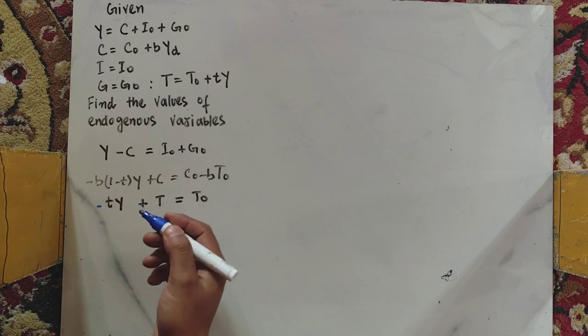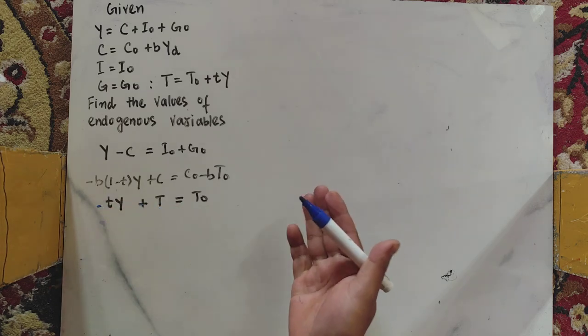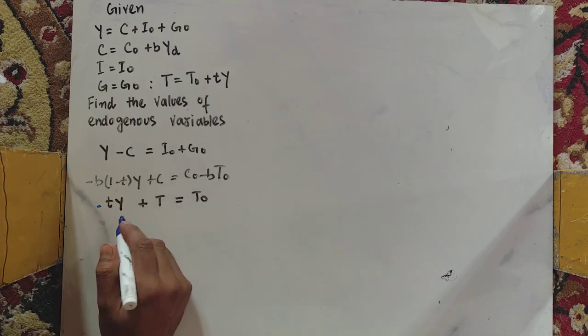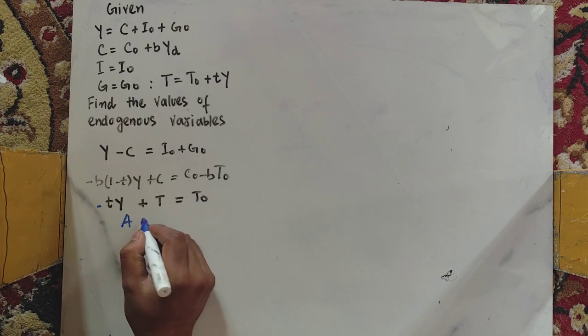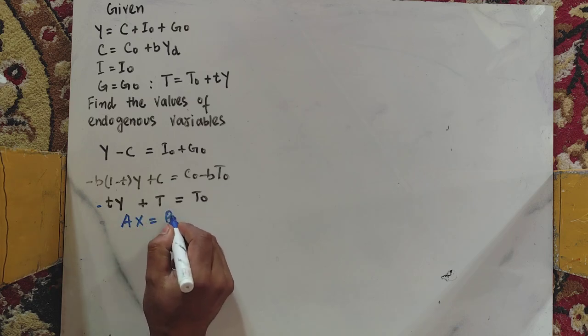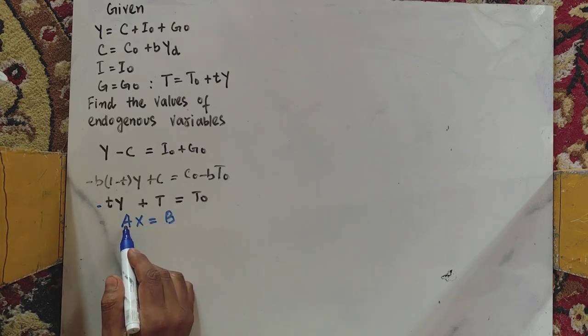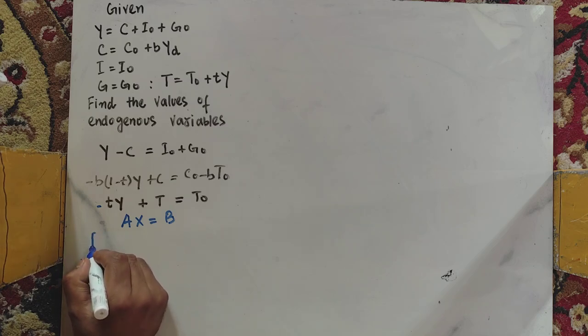To solve using Cramer's rule, I need to write the system of equations in matrix form. That is, I write them in the form of Ax equals B. And let me show it here. A is the coefficient matrix.